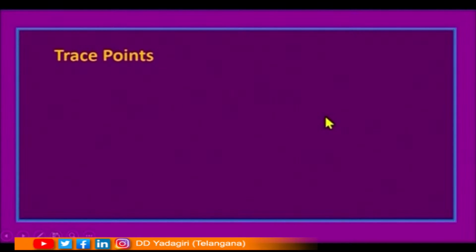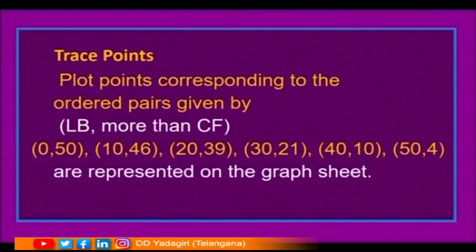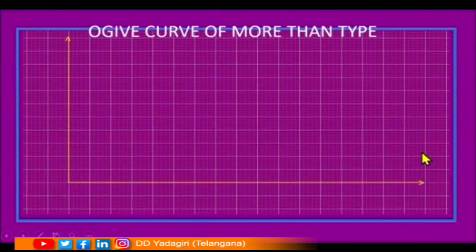So we have to get the plot points. The plot points corresponding to the ordered pair are given by lower boundary and corresponding more than cumulative frequency. So lower boundaries and more than cumulative frequencies are given as pairs of points: 0, 50; 10, 46; 20, 39; 30, 21; 40, 10; and 50, 4. So we are going to represent this on a graph sheet.